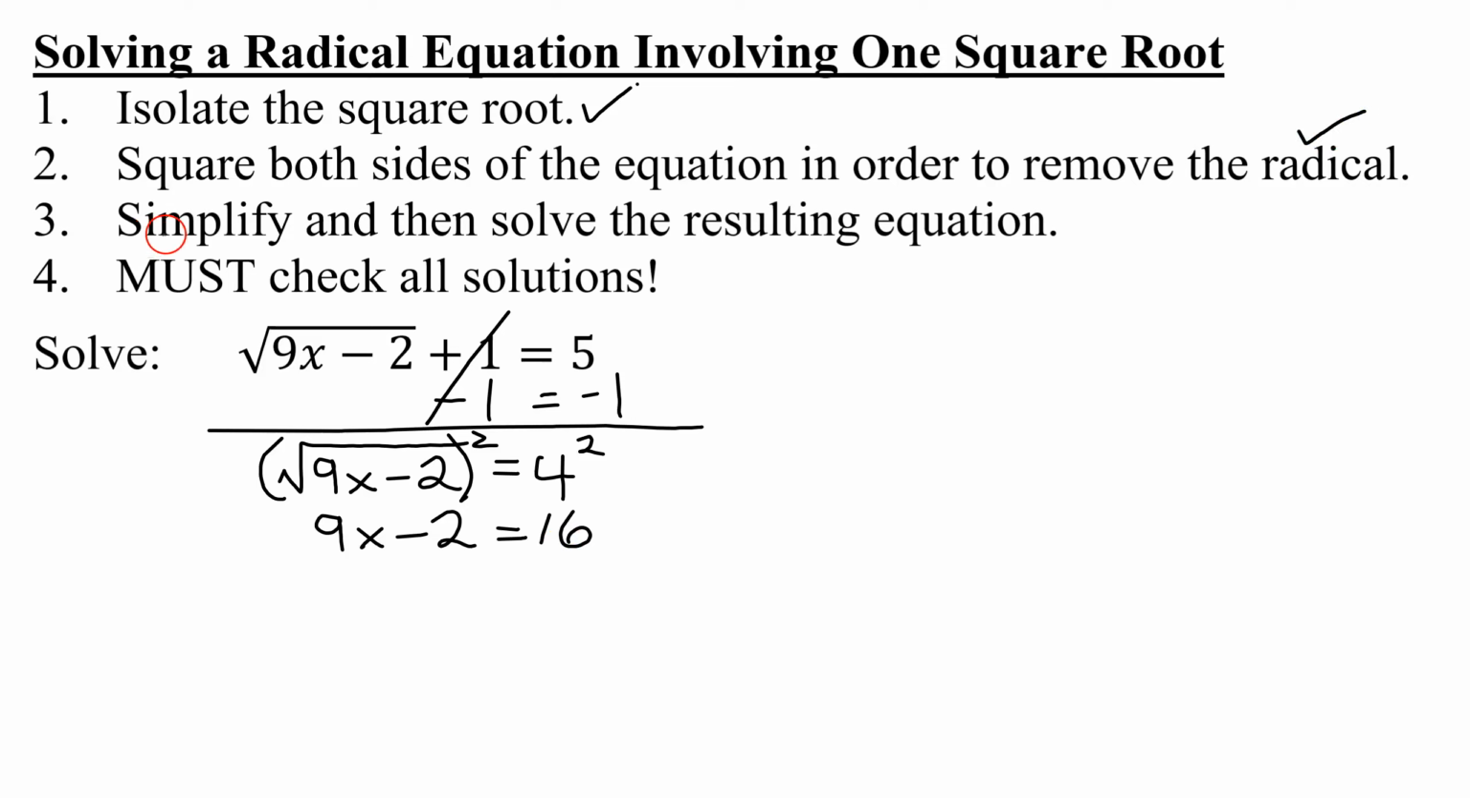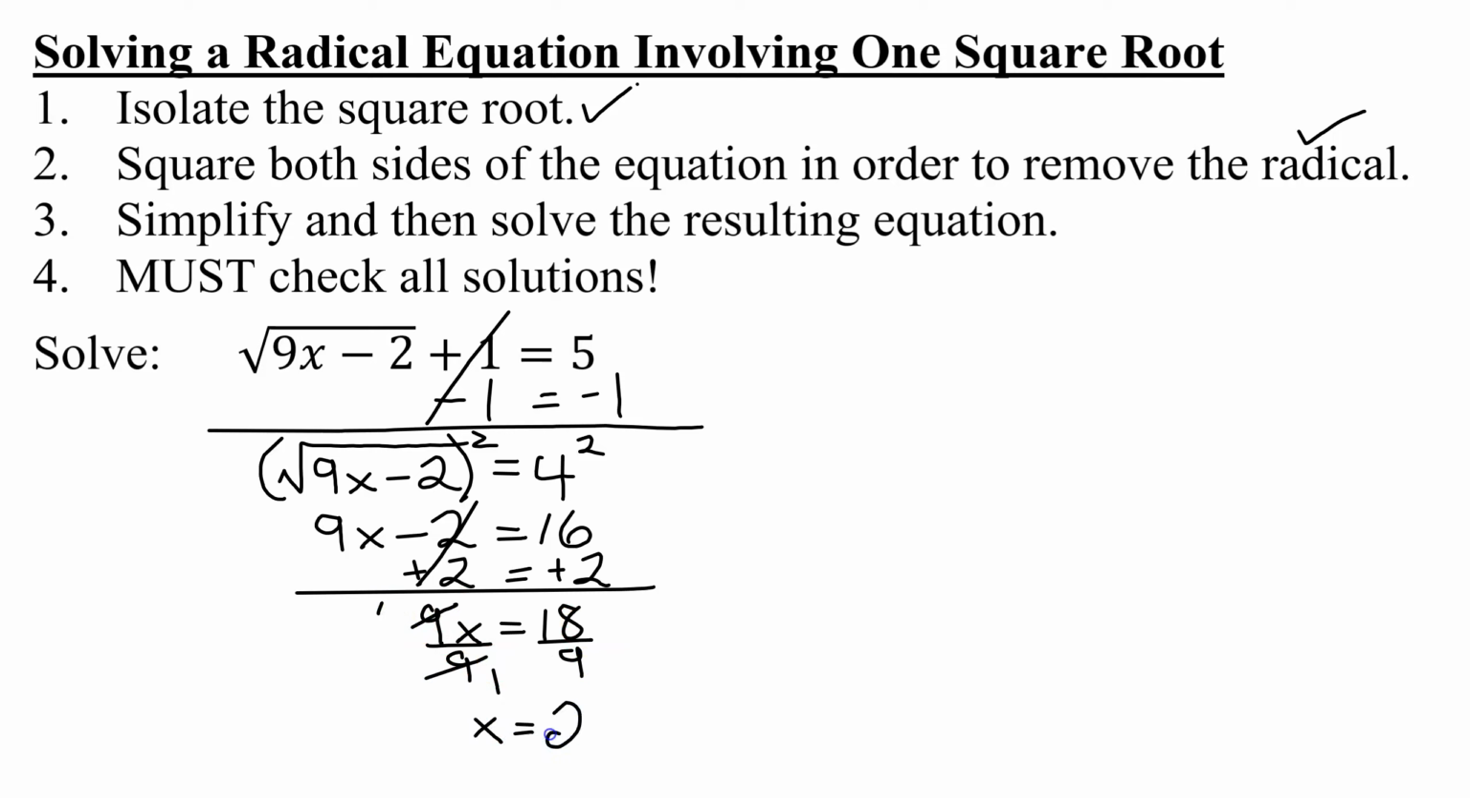Now moving on, step 3 says simplify and solve the resulting equation. Well, what type of equation do I have here? The highest degree on an x is a 1. It's a linear equation. So I need to isolate the x on one side, so I'm going to leave it on the left-hand side. So I'm just going to add 2 to both sides of the equation. And when I do that, negative 2 plus 2 is 0, so I get 9x equals 16 plus 2, which is 18. Last step, how do I get x by itself? Divide both sides by 9. The 9's reduce, and I get left with x equals 18 divided by 9, which is 2.